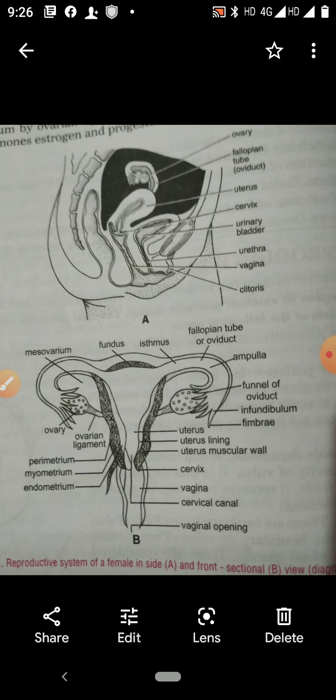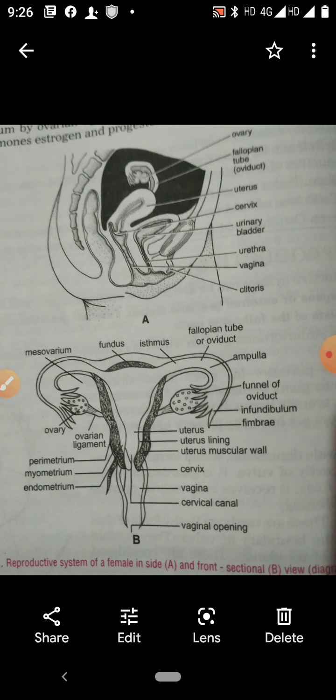External genitalia or external organs of the female reproductive system consist of mons pubis, clitoris, vestibule, labia majora, labia minora, fourchette, perineum, and Bartholin gland. Female external genitalia are called collectively vulva.